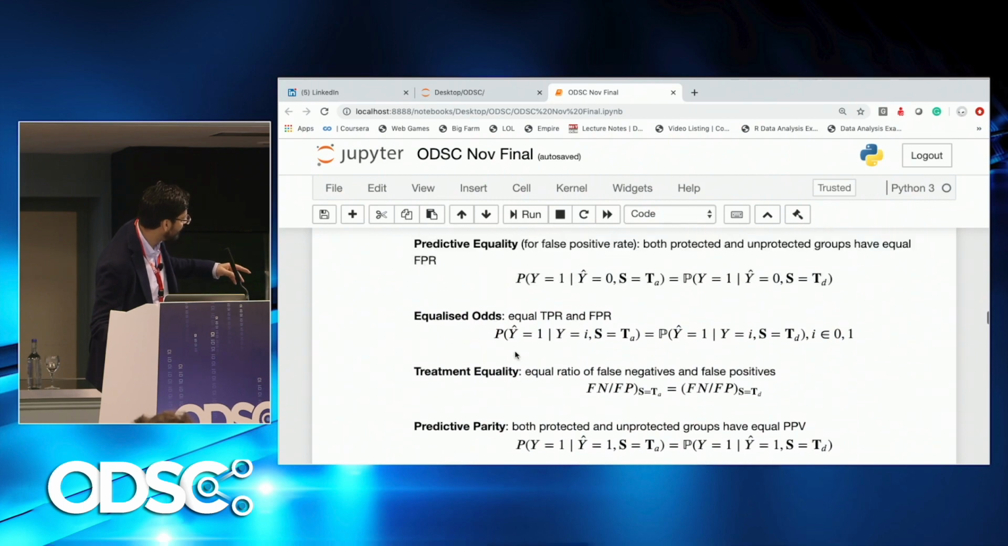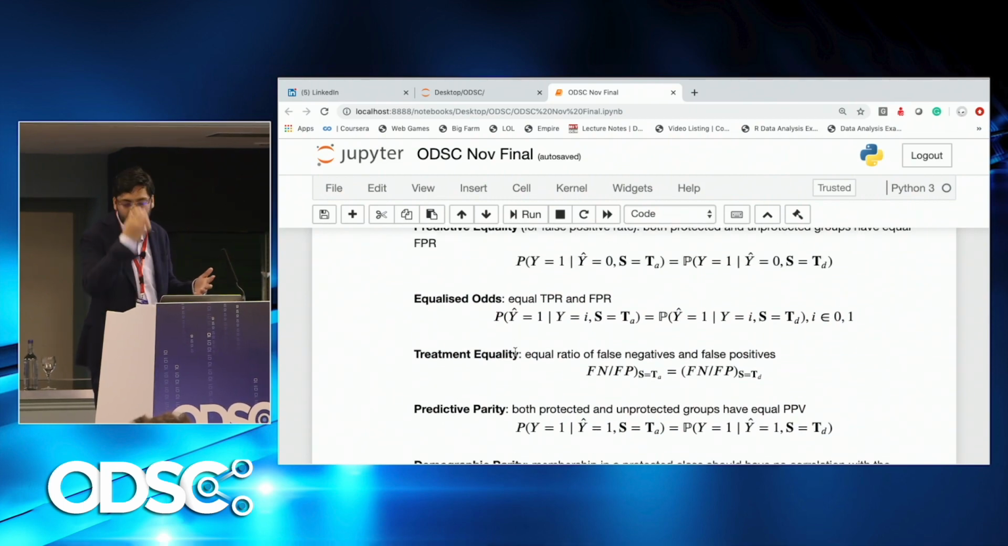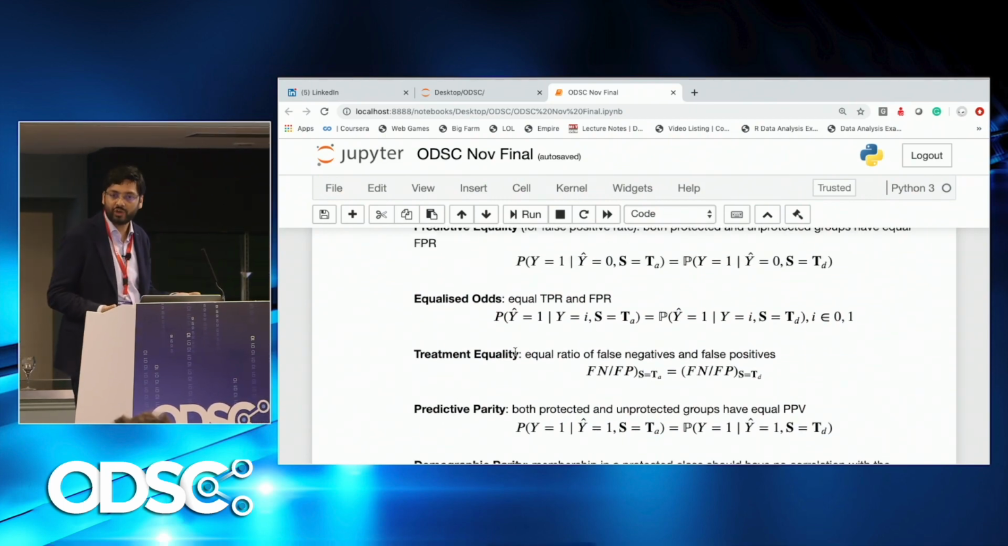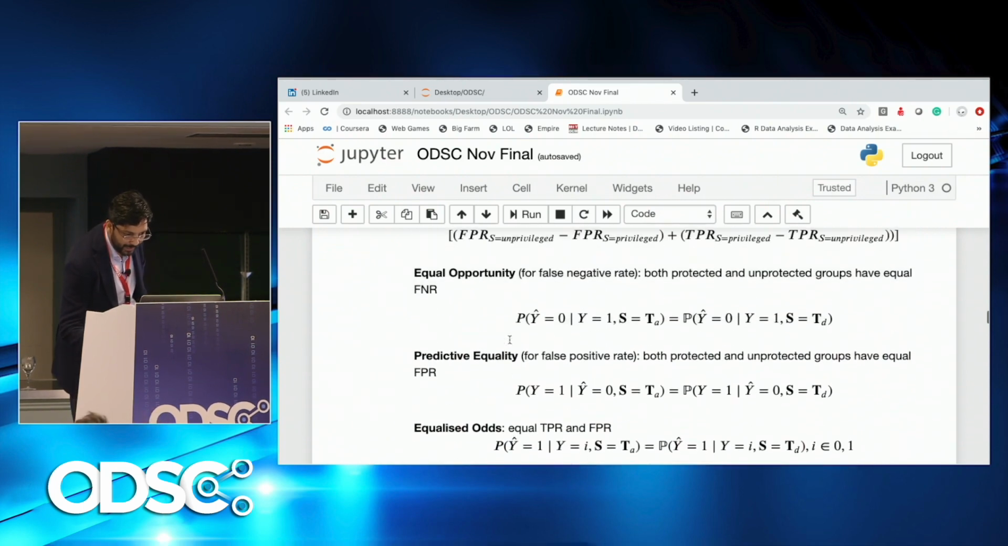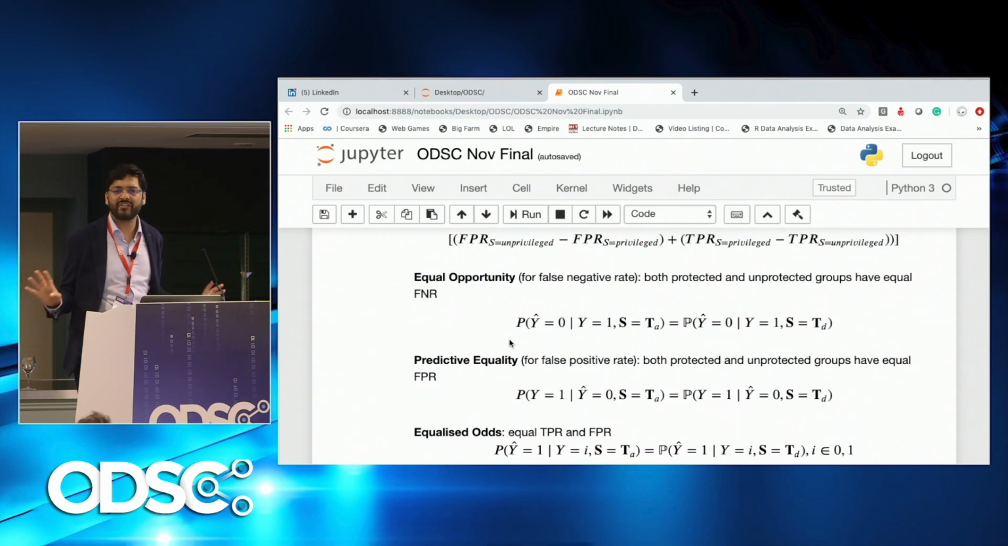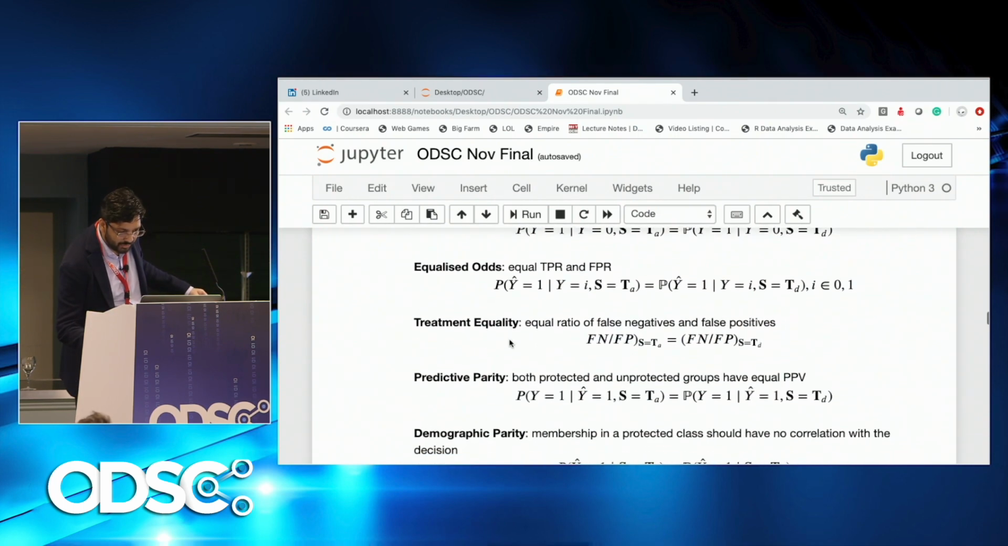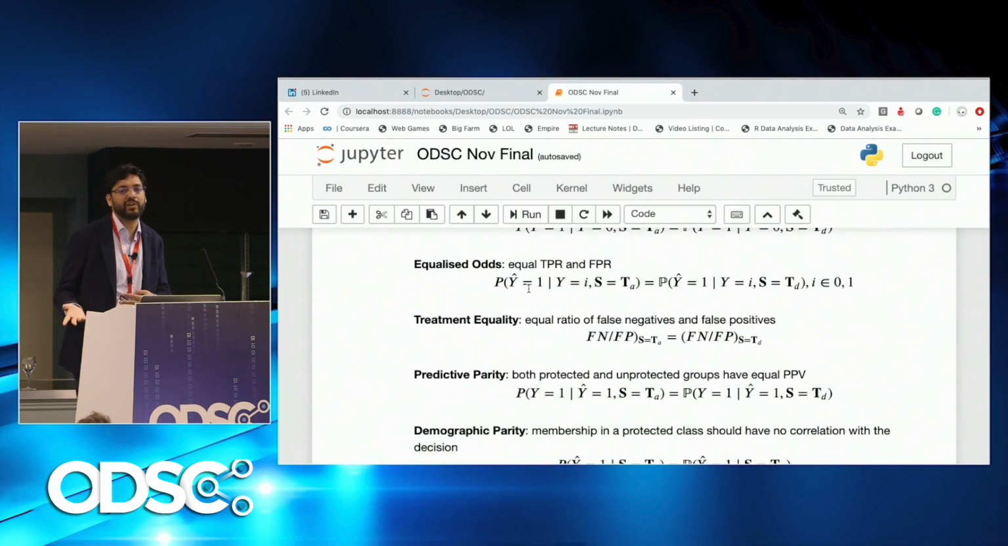So if you see, most of them would overlap with each other. Which one to choose is again a business call. Most of the time what we choose is equalized odds and equal opportunity. These two cover everything. Equal opportunity is for false negative, and equalized odds is true positive and false positive. So you cover almost everything.